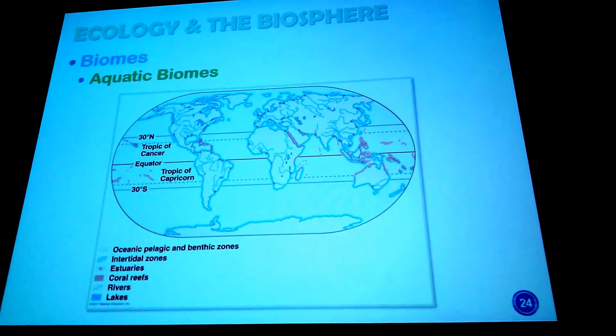Intertidal zones, you find those right up against land masses. Estuaries are areas where you have freshwater and saltwater mixing, so it's not as salty as the ocean, but it definitely has a greater salt content than the freshwater. Coral reefs, you find those pretty much right around the equator between the tropics of Cancer and Capricorn. You don't find them much anywhere else. A few places maybe. Rivers are the blue lines in the middle of land masses, and lakes would be the solid blue areas.